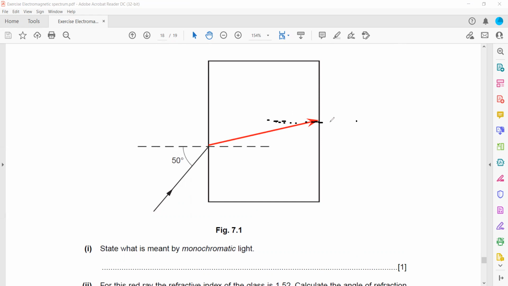So moving from air to glass, sorry, glass to air in the second part, it will bend away from the normal as the speed increases. And keep one thing in mind: for a parallel-sided glass block, the ray which enters and the ray which leaves should be parallel to each other.